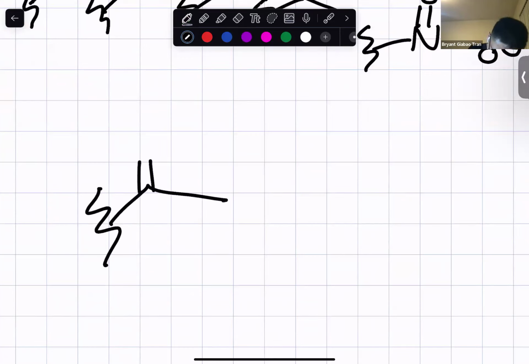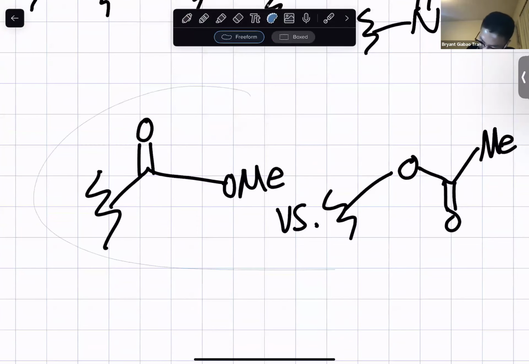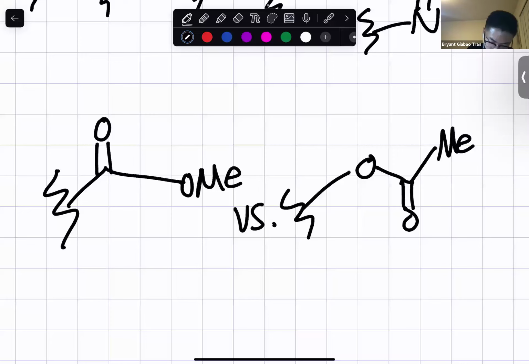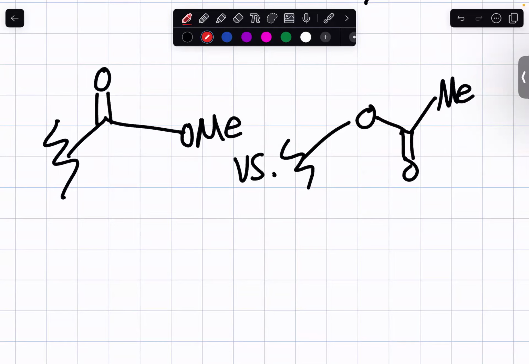Let's say we have something like this versus something like this. Okay. Which one is your EDG? Which one is your EWG? I'm guessing the EDG is the one on the left.